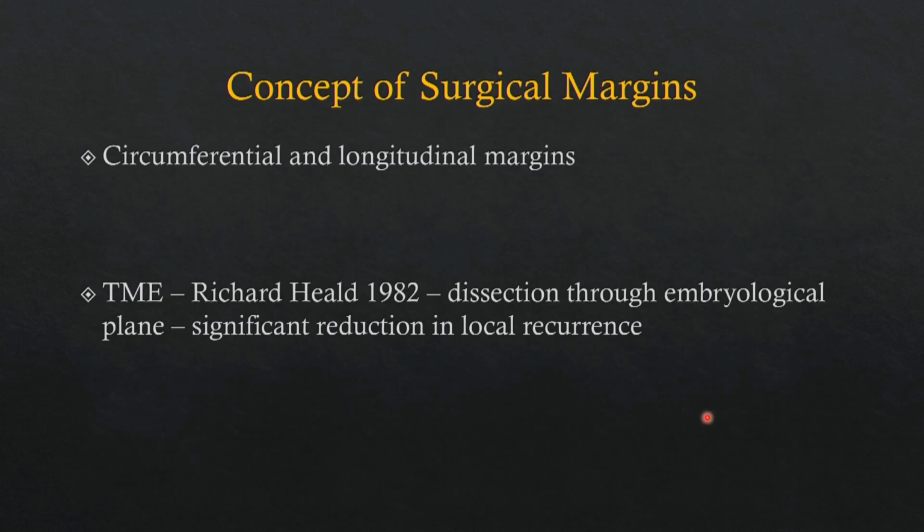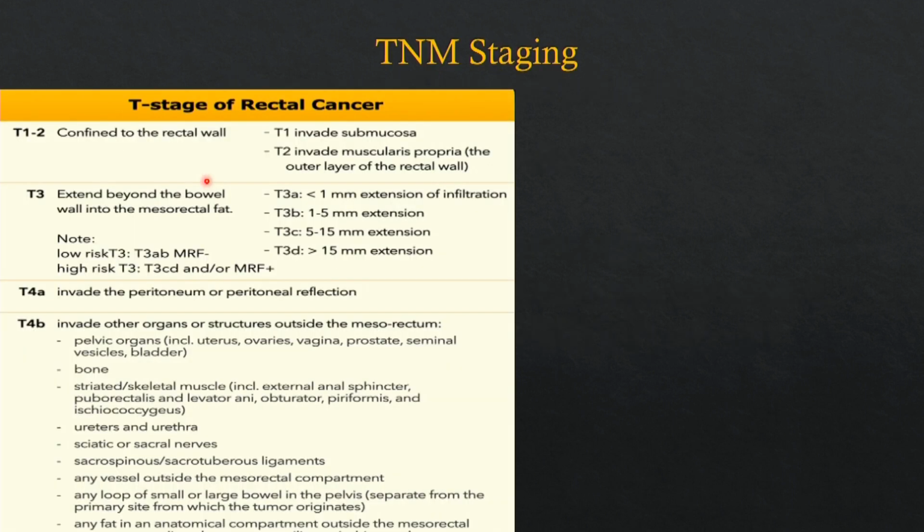There comes the concept of surgical margins. Usually till the era of the 1980s, there was a concept of longitudinal resection margin. Then with the introduction of MR, here comes the concept of circumferential resection margin, which is usually the resection of the non-peritonealized portion of the fat that is resected during the surgery.